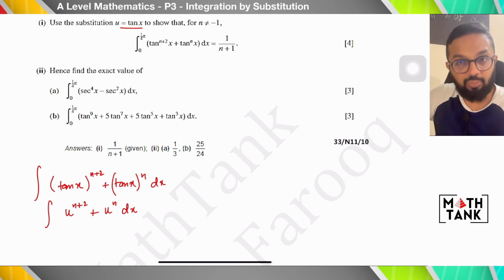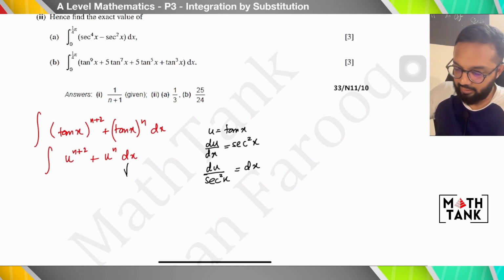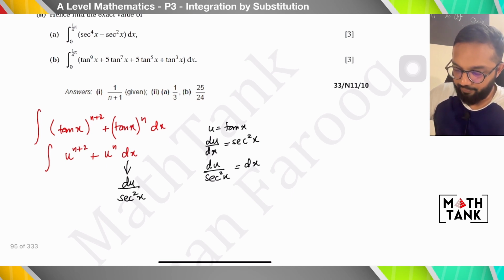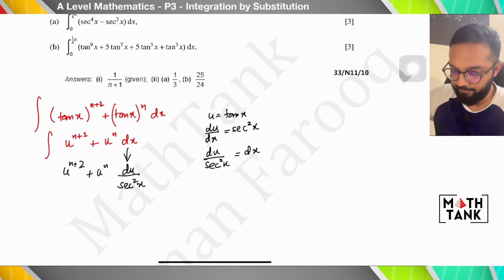Now I've done the immediate substitution first, and then I need to differentiate this and say that du over dx is sec square x. So du over sec square x is equal to dx. What I must remember is that the identity 1 plus tan square x equals sec square x will come in handy here. This is u power n plus 2 plus u power n, and I can write 1 plus tan square x in the denominator.